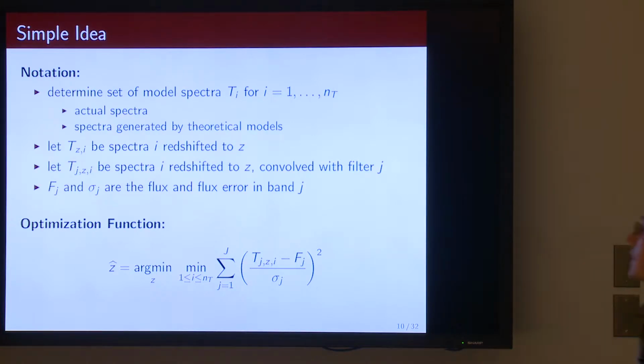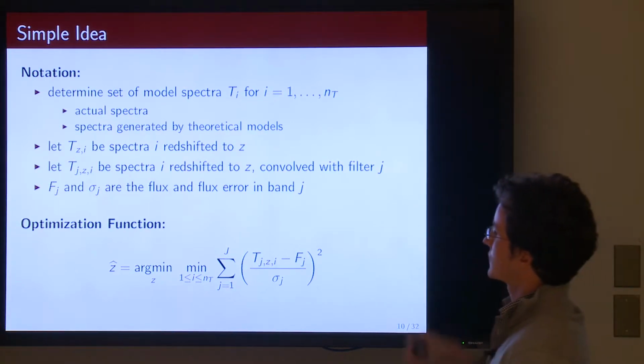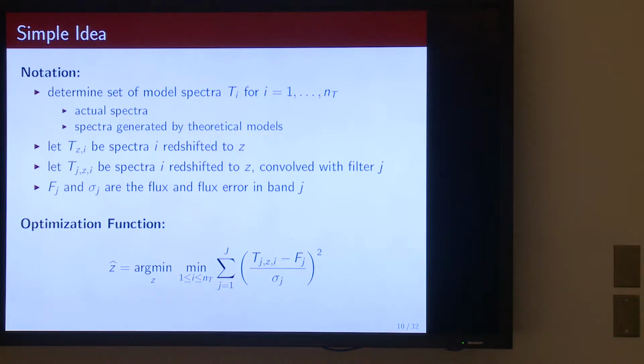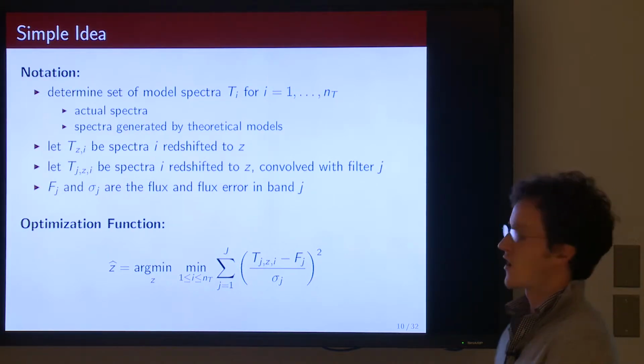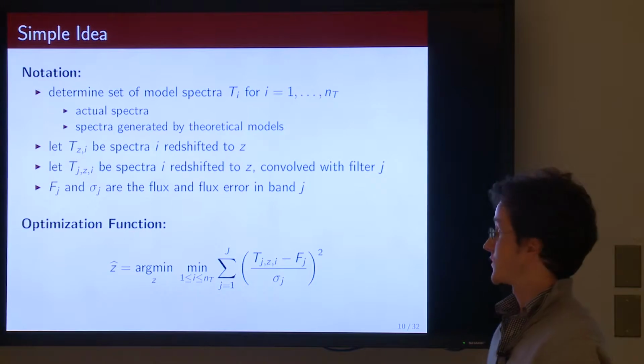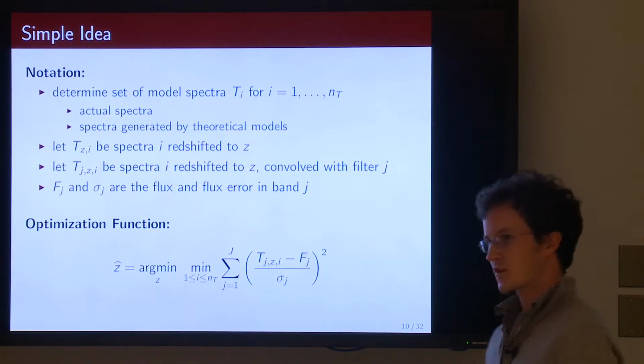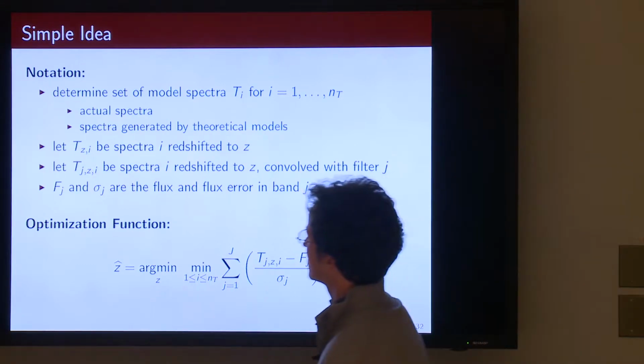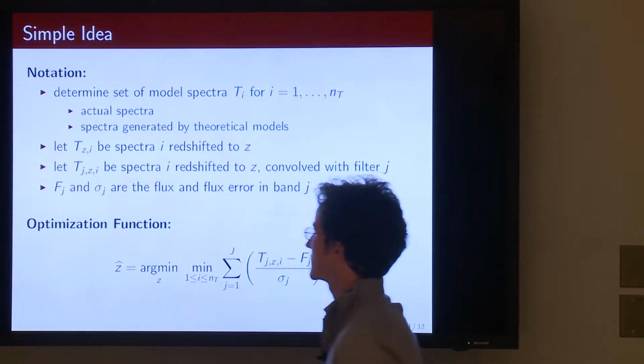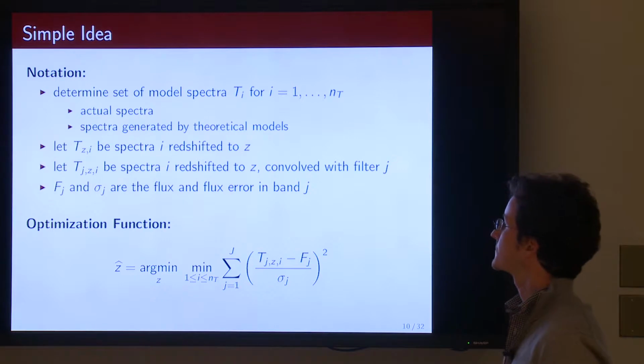Okay, and so T_Z^i is going to be the template i shifted by a redshift of z. And then T_j^{Z,i} is going to be template i redshifted by z and then convolved with a particular filter j. And then for a particular object, you have a set of fluxes F_j and uncertainties on those fluxes sigma_j.